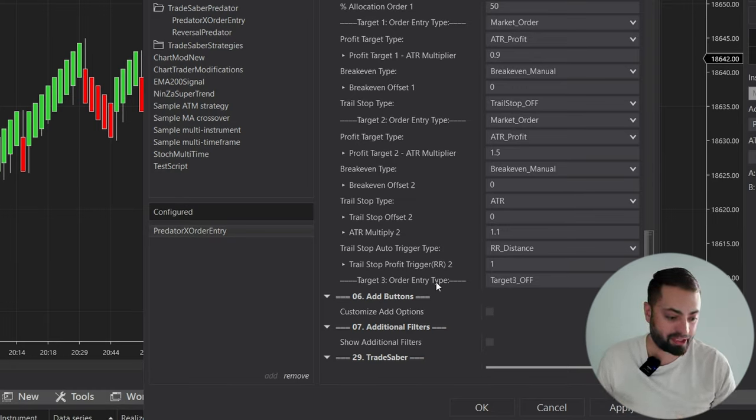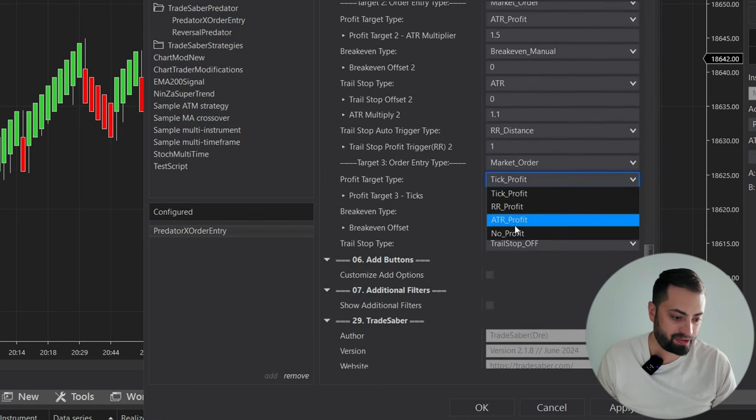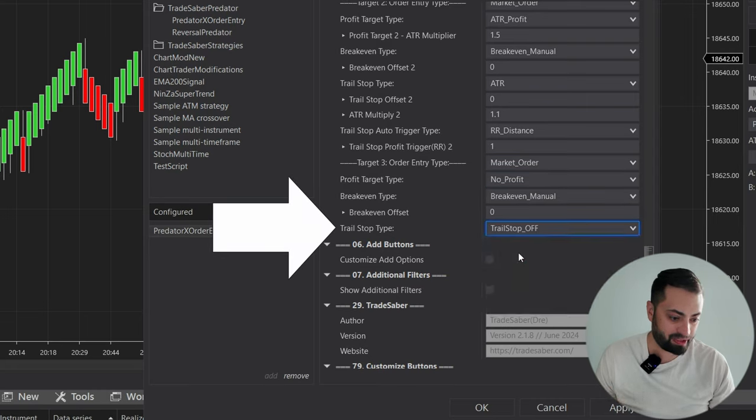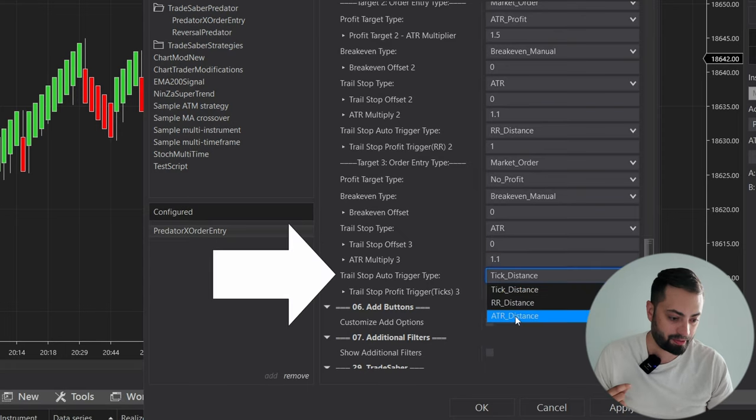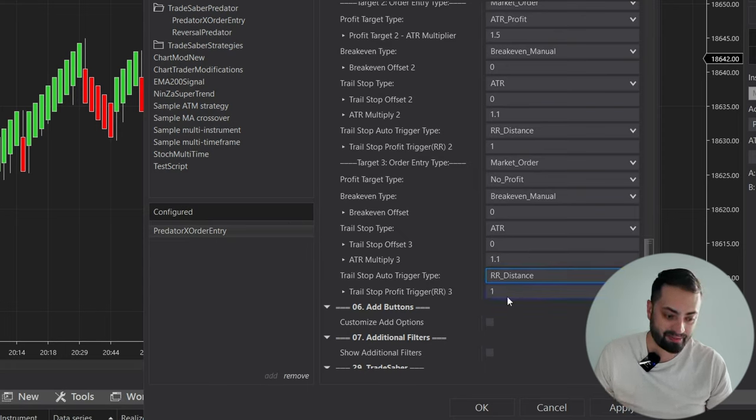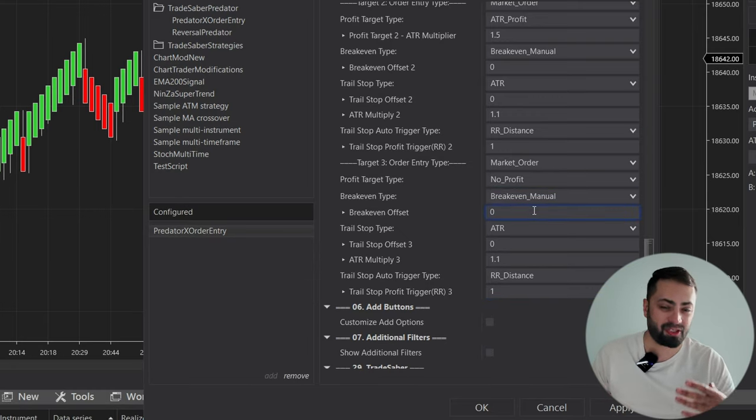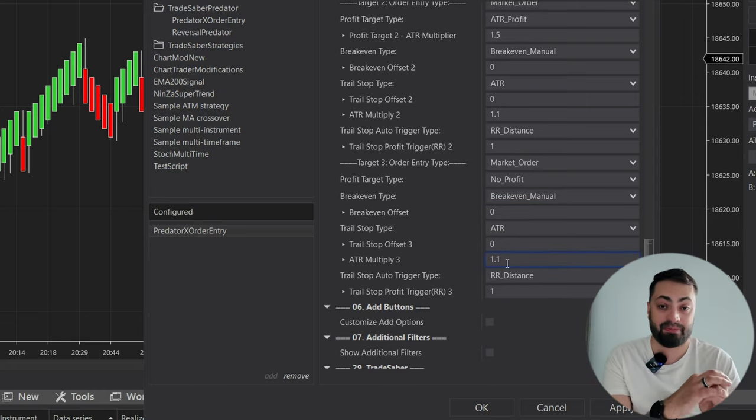Now for my final target, again, I'm going to set a market order. I'm not going to set a profit target, but I am going to start trailing. And again, I'm going to keep this trail stop at the same distance of 1.1R. It's going to start at the same time when it hits our 1R distance. But because there's no profit target, this is going to be more of a home run runner. So if the price just keeps moving and moving, it's going to be a very small position size, so I'm not risking a lot, but I could capture a little bit more profit.